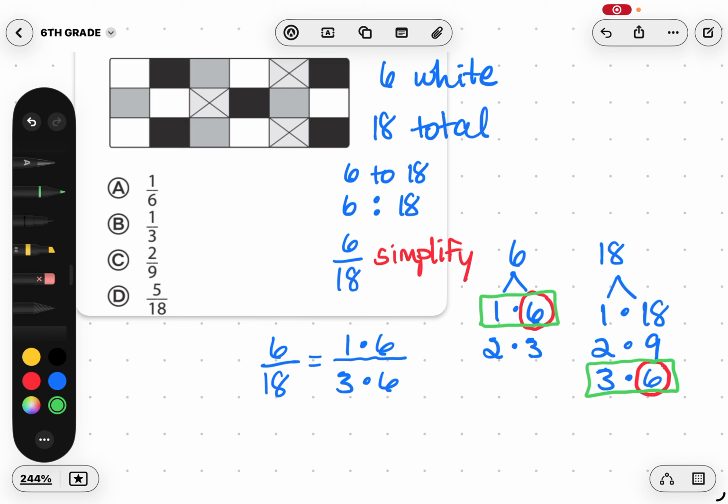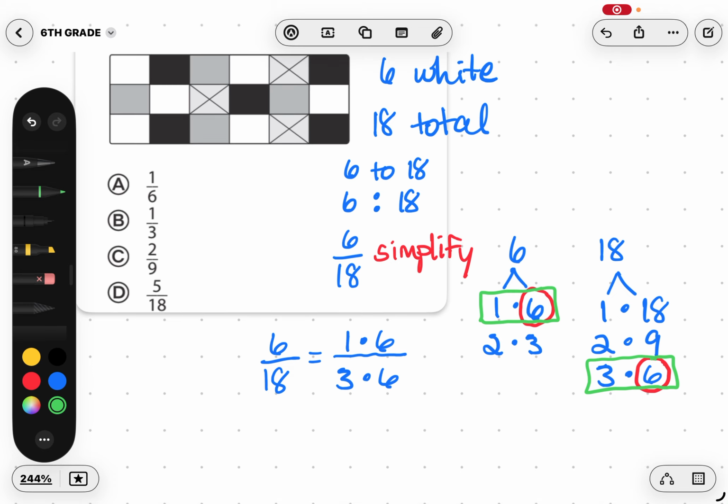Now that we've done that, since they both have a 6 on the top and the bottom, we cross that out. So we know that 6 over 18 is the same as 1 over 3. Okay? So that would be our answer here, 1/3, which would be B. Now, let me show you how to do this if you're allowed to use a calculator. Okay? So let me erase this here.